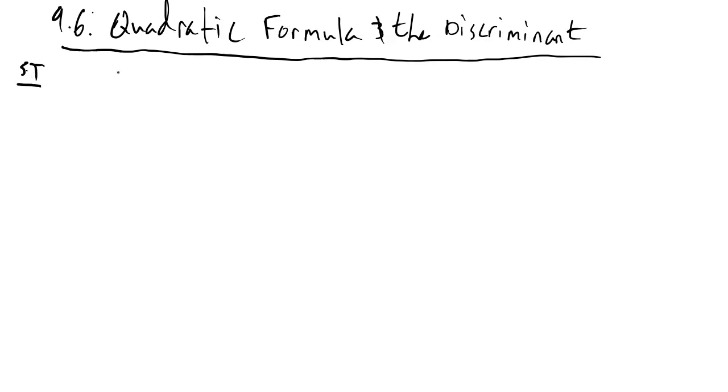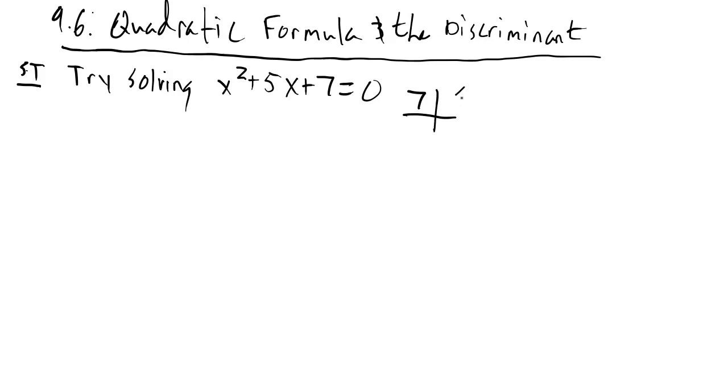Let's try to solve the quadratic x squared plus 5x plus 7 equals 0. If we make an ACB, we're looking for factors of 7 that add up to 5. So the answer is we can't do it this way. We can't factor this. There's no factors of 7 that will add up to 5. This is where the quadratic formula comes in.